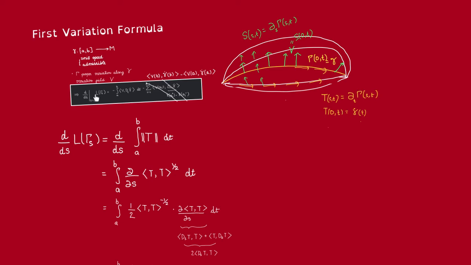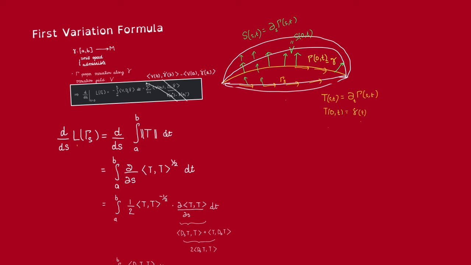Let's start from the left hand side here. The length of this curve gamma s, by definition, should be the integral of the magnitude of its velocity vector, right? But its velocity vector is just this T. So really this is the integral of the norm of T. Now, because this is smooth and the domain is compact, we can switch this integration and differentiation.